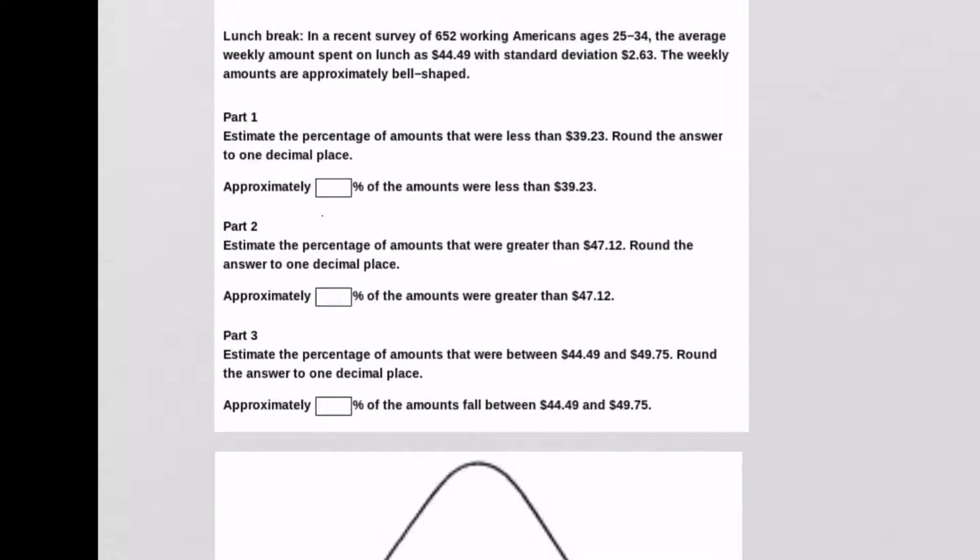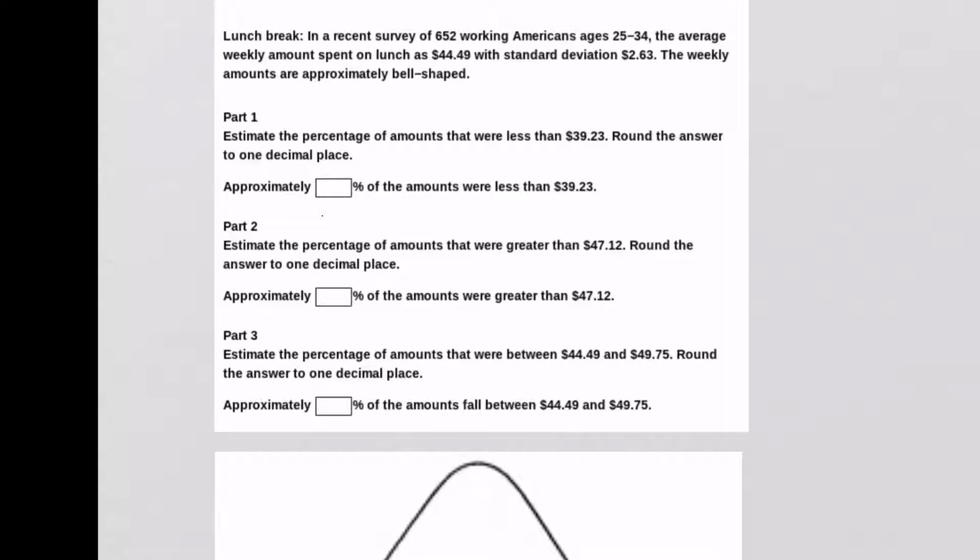In this problem, we're told that the average weekly amount spent on lunch was $44.49, with standard deviation $2.63. And we're also told that the amounts are approximately bell-shaped. So that means we're going to use the empirical rule. The other option, if we didn't know the amounts were bell-shaped, we would use Chebyshev's inequality.